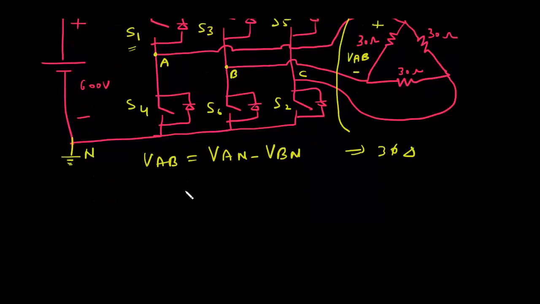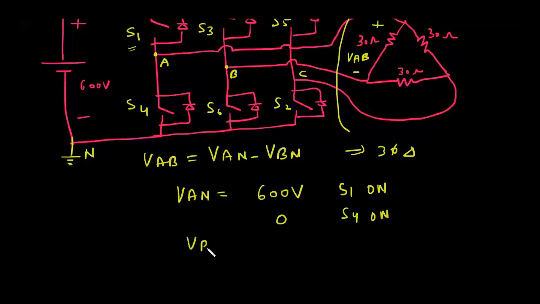So let us write this. VAN is equal to 600 volt when S1 is on, and it is 0 when S4 is on. Similarly, VBN is 600 volt when switch 3 is on, and it is 0 when switch 6 is on. So let us draw the gate signal and phase voltage of this three phase voltage source converter.